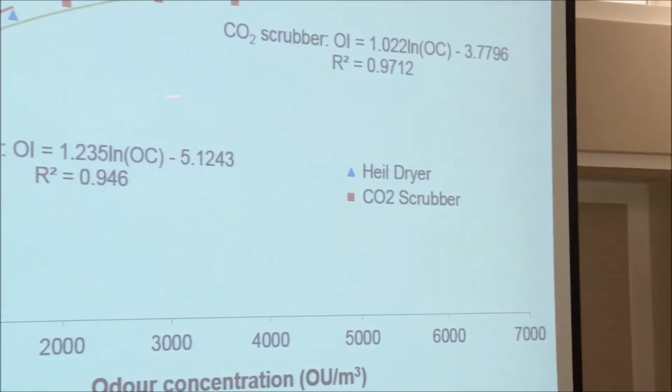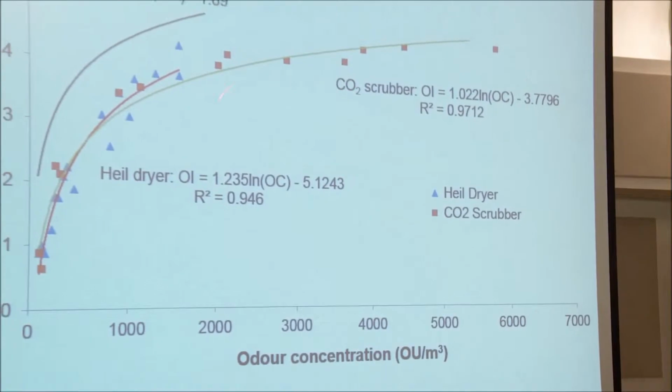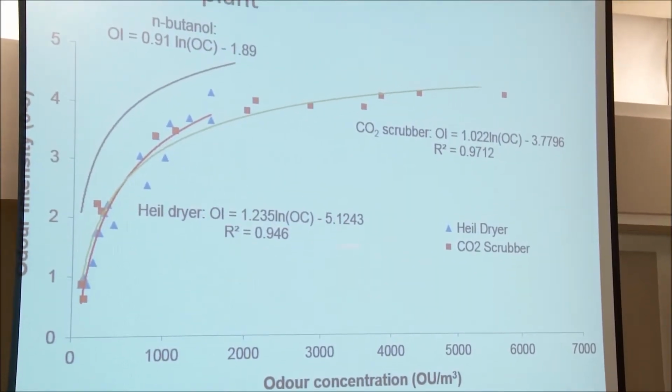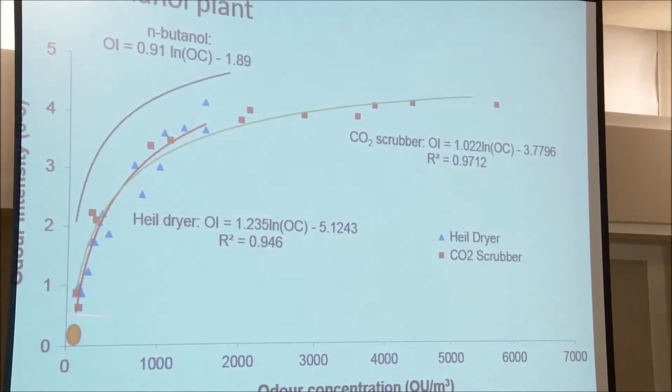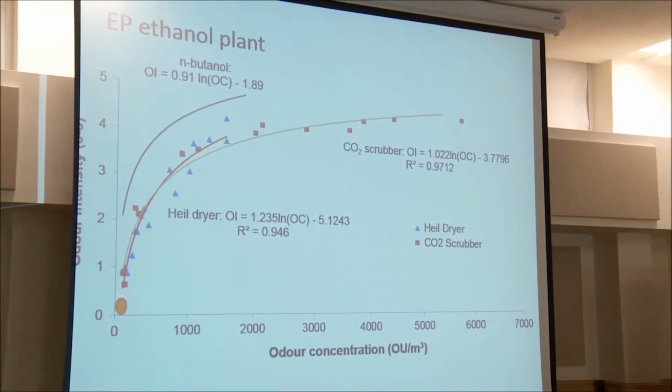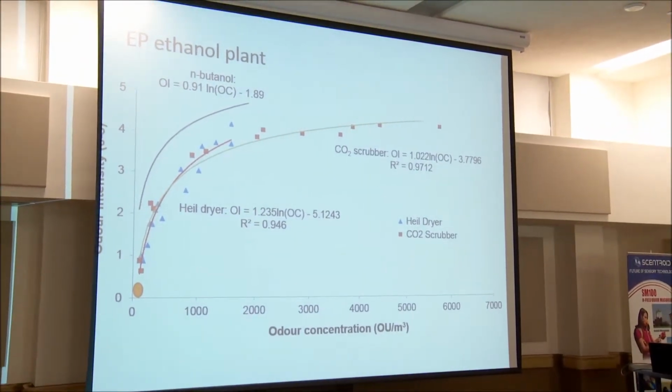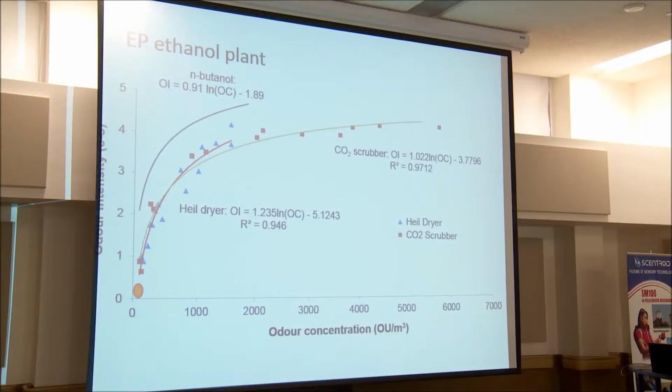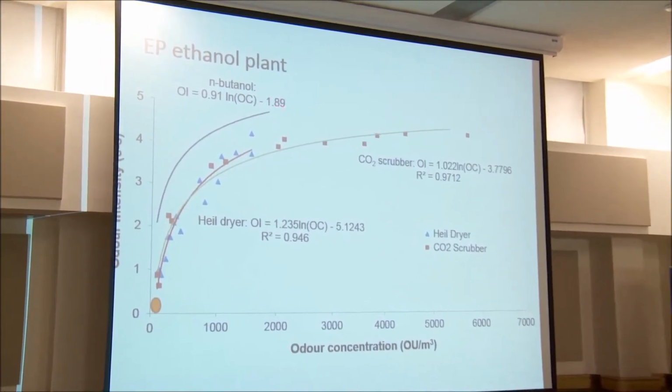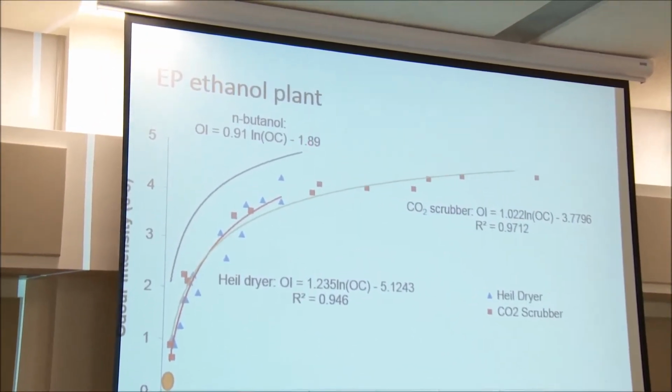Similar story for the ethanol plant site. For each source, we got a very good correlation. However, it doesn't work for the lower range part. So what we end up using is the n-butanol correlation. So n-butanol coefficient A is 0.91 and B is negative 1.89.